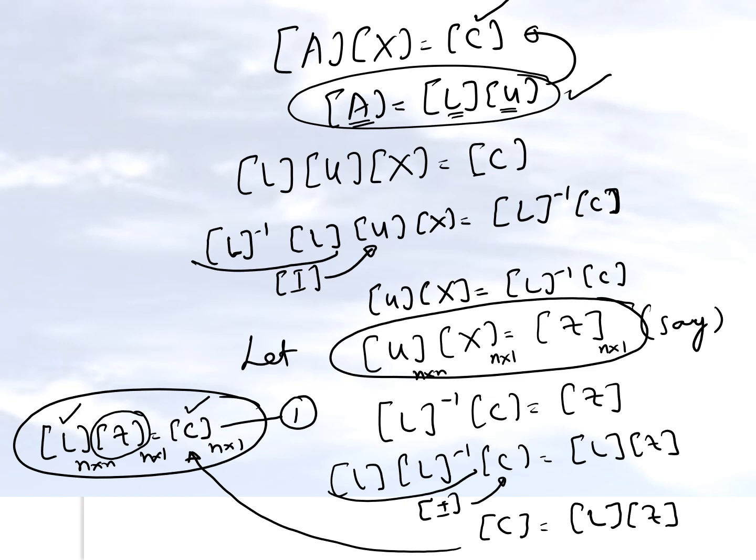And once we have calculated Z, we can plug it back in here. And since we know what the U matrix is, because we already said that we know the LU decomposition of the A matrix, we can find the value of X. So it's a two-step process. You have to first solve L times Z equal to C, and then you have to solve UX equal to Z. So let's go and summarize this.